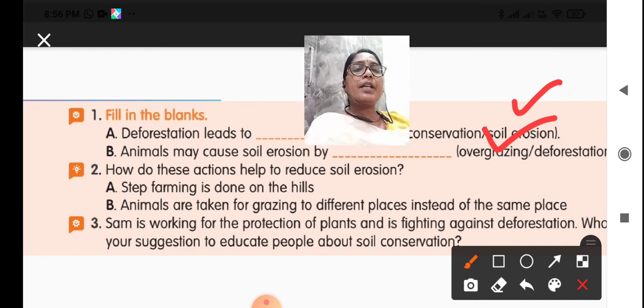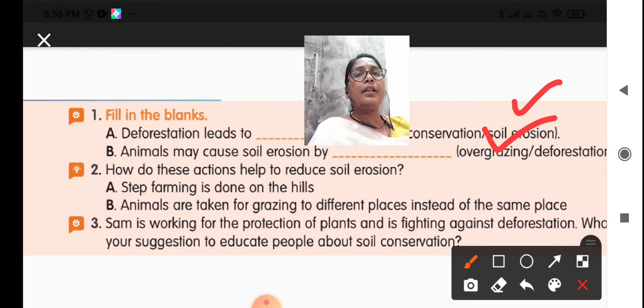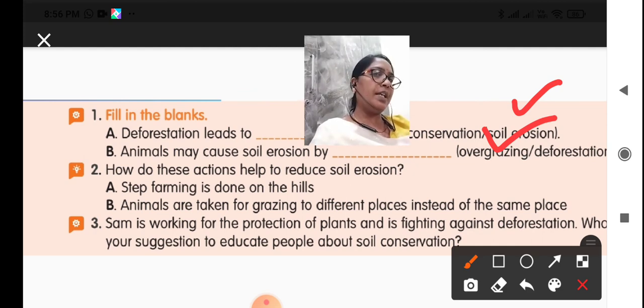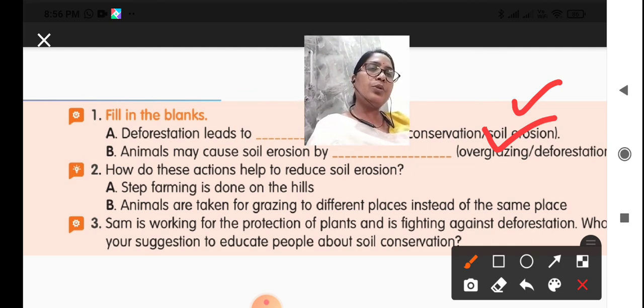How do these actions help to reduce soil erosion? Step farming is done on hills. When we do step farming, the speed of the wind gets reduced or the water gets stopped in each step, so soil erosion will not take place. Animals are taken for grazing to different places instead of the same place, so that a group of animals won't be at one place, and there is no chance of soil erosion.